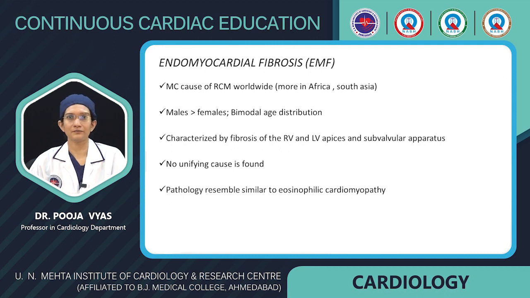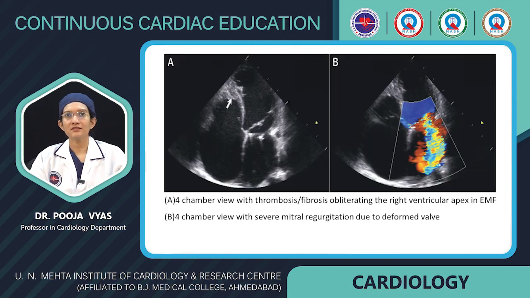eosinophilic cardiomyopathy. These are the echo images of patients with endomyocardial fibrosis. In the left image, we can see fibrosis which is obliterating the RV apex, and also there are some thrombi. The other image, image B, shows severe mitral regurgitation due to the deformed valve, due to fibrosis of the subvalvular apparatus.